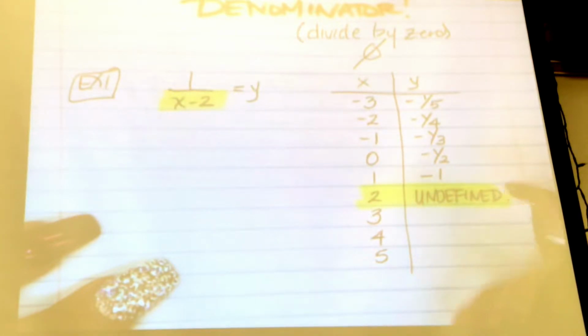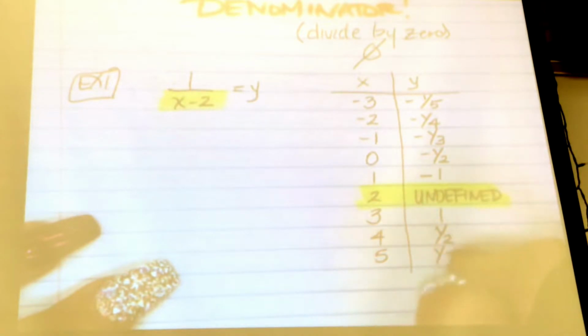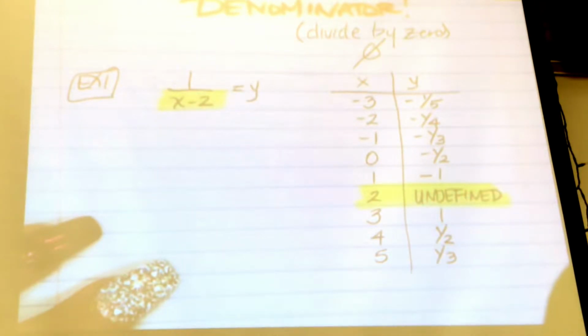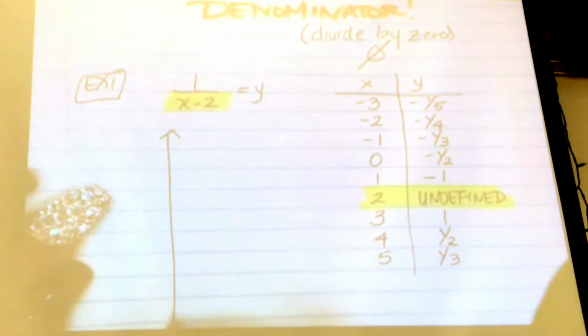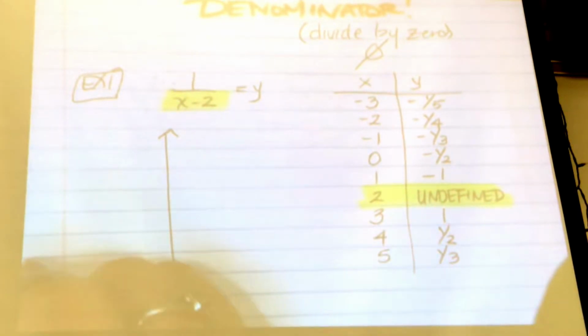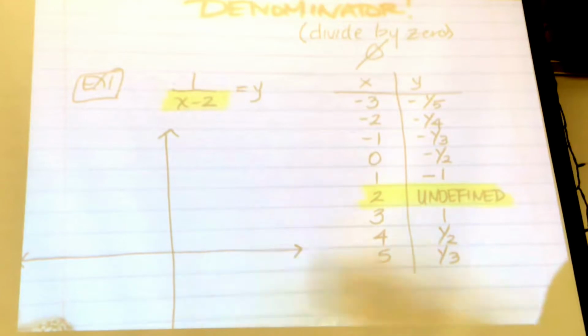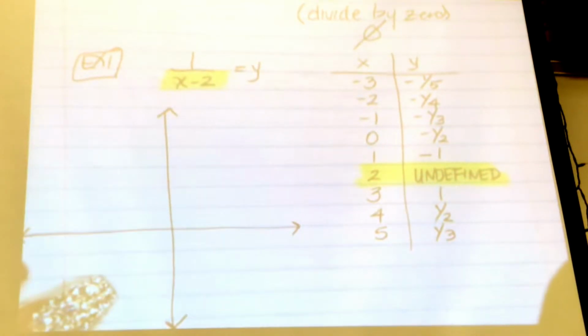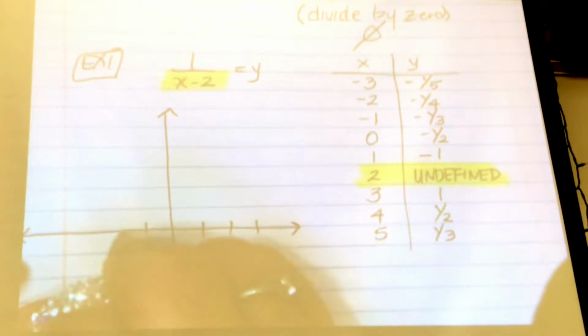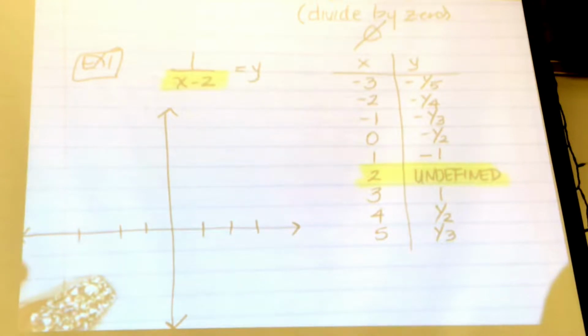Plug in 3. 3 minus 2 is 1. 1 divided by 1 is 1. 4 minus 2 is 2. That's going to be 1/2. And 5 minus 2 is 3, so that's going to be 1/3. Let's go ahead and plot these points. Call this 1, 2, 3, and -1, 2, and 3.